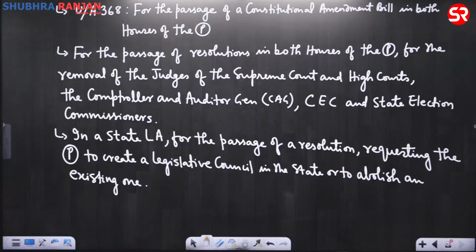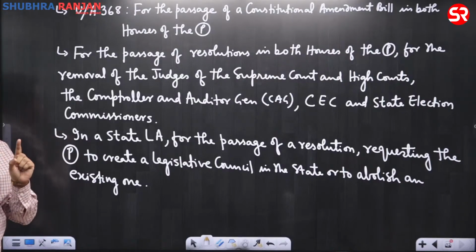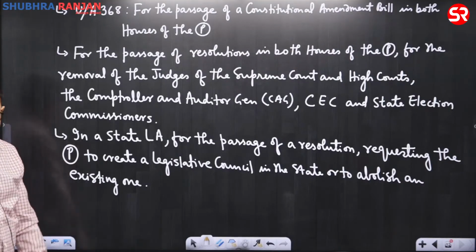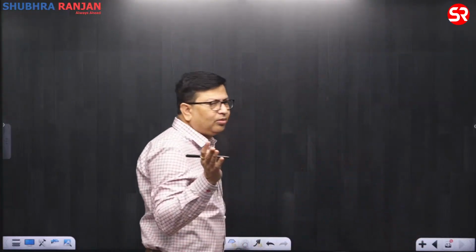So, here basically when we talk about the third point that we have written, this majority will be required in the state legislative assembly. Why? If a state wants to have a legislative council, then the initiative has to be taken by the legislative assembly of that state. For example, how many of you belong to the states where we do not have the legislative council? How many of you?